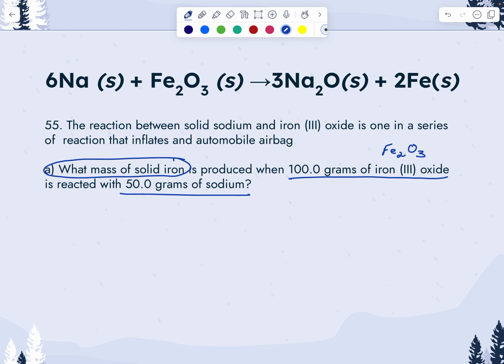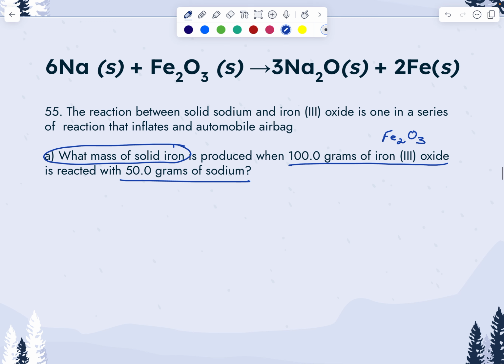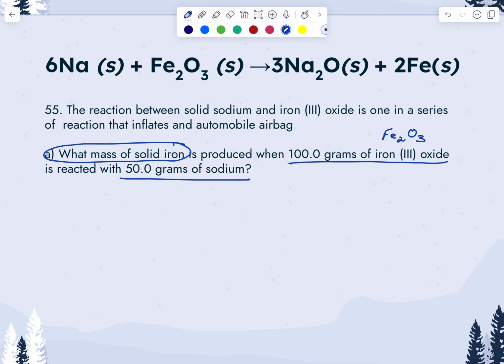Step 1, convert both to moles. Step 2, convert reactant 1 to reactant 2. And then step 3, compare them to see which one, well, basically seeing, do I have enough reactant 2? So in this case, do I have enough sodium to use up all of my iron 3 oxide? So step number 1, we said, was convert both of those to moles.